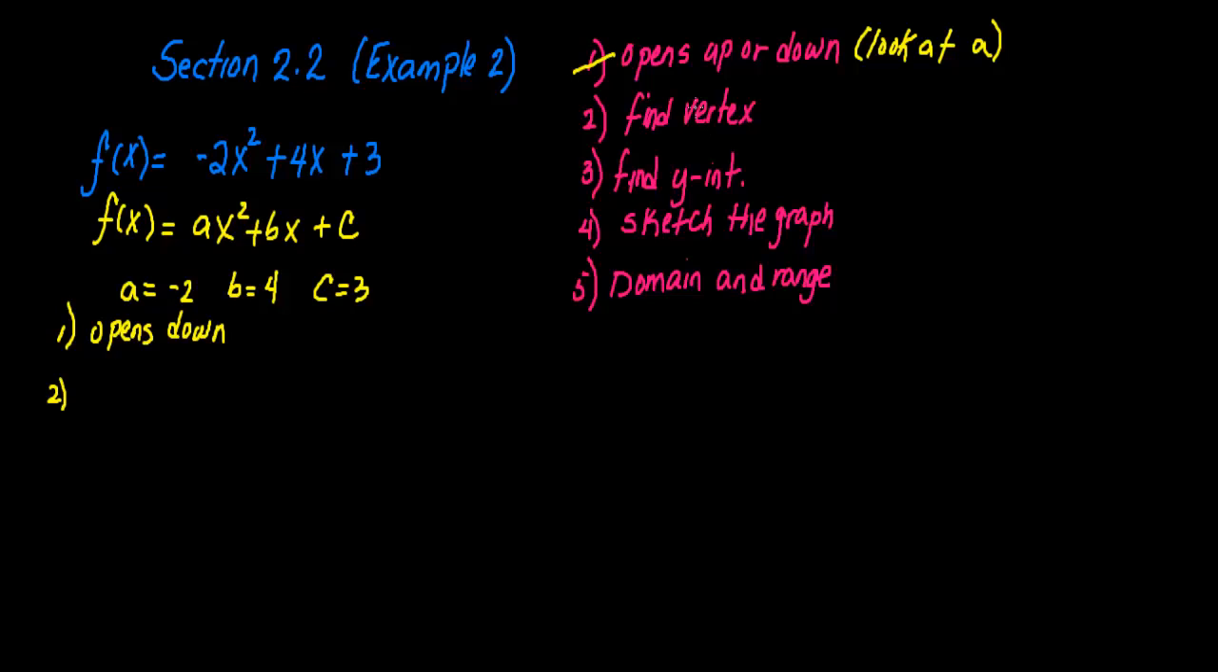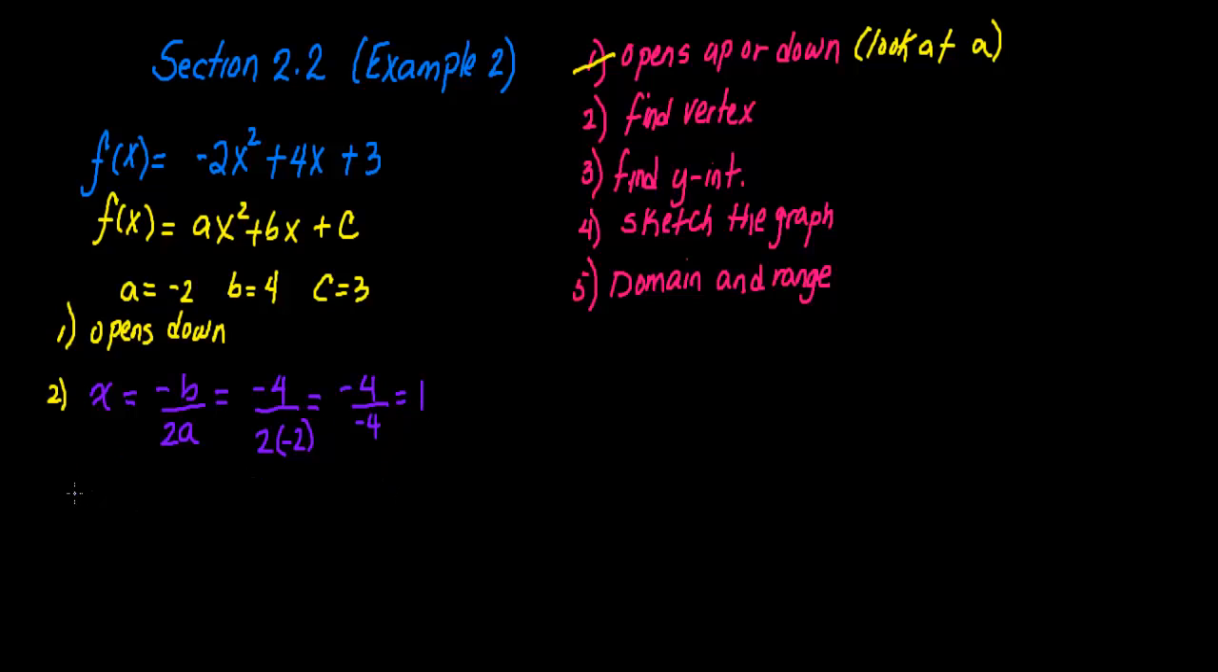Number 2 is find the vertex. To find the vertex, I look for the x-coordinate of the vertex first using this formula, the opposite of b over 2 times a. I used the b that I found as my first step, over 2 times a, and a is equal to -2. Now be careful here with the signs. This is equal to -4 over -4. That equals +1.